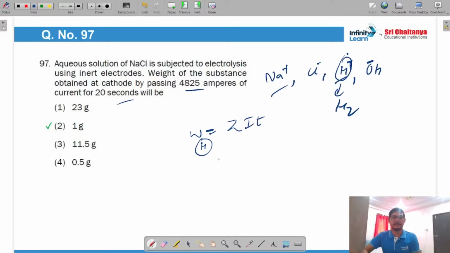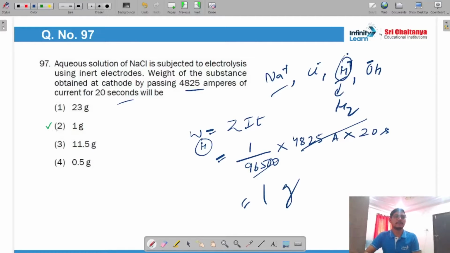It's simple, right guys? So Z is the electrochemical equivalent, which is equivalent weight, which is 1 for hydrogen, divided by the Faraday constant, multiplied by current, which is 4825 ampere, multiplied by time, which is 20 seconds. So this will come out to be 1 gram. So that is the correct answer.